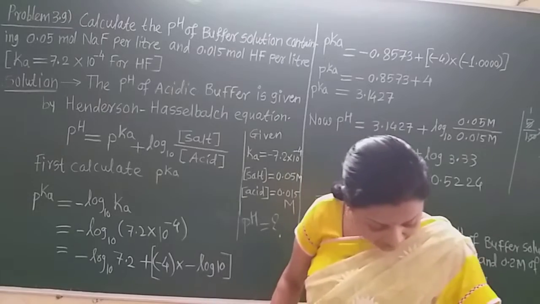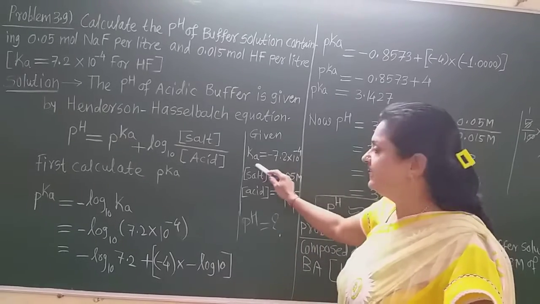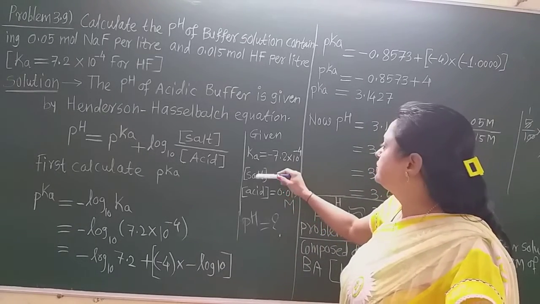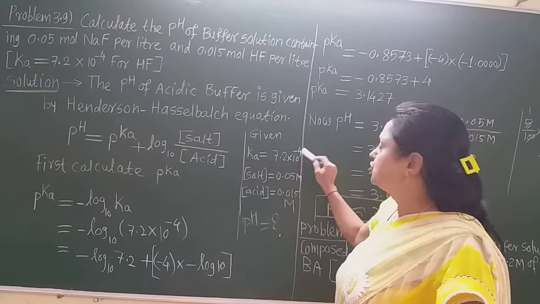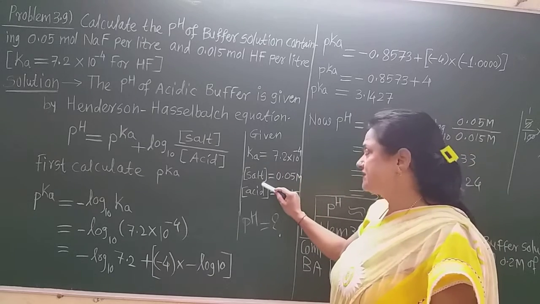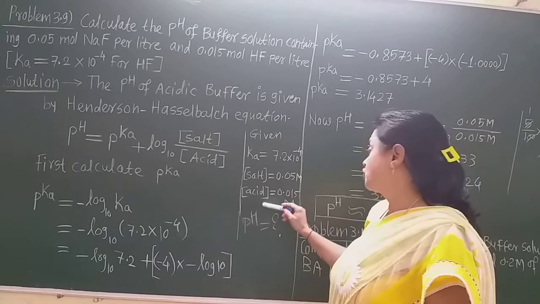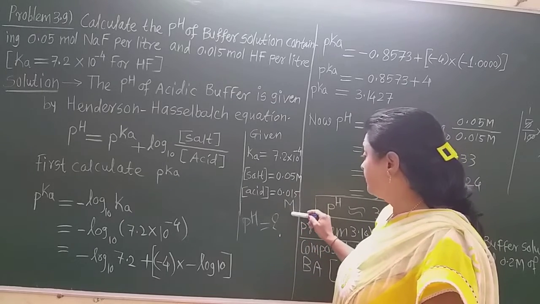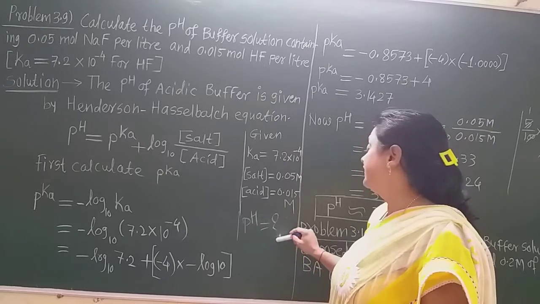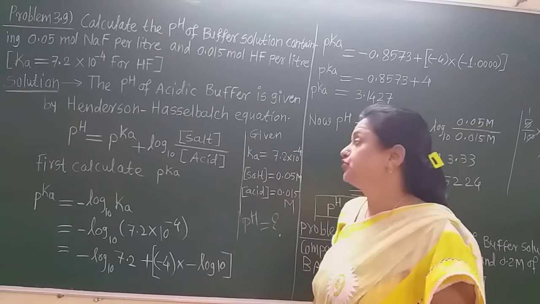Now what is given? We write here. Ka is given, that is equal to 7.2 into 10 raised to minus 4. Concentration of salt is given, 0.05 molar. Concentration of acid is also given, 0.015 molar, and they asked to calculate the pH of the buffer solution.